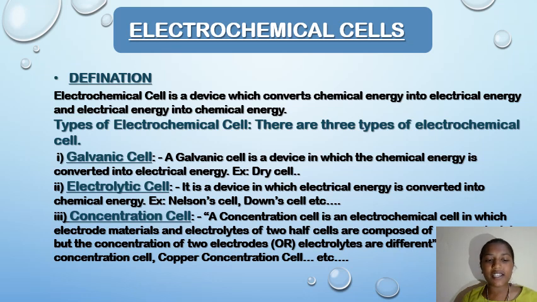Third type of cell is a concentration cell. The concentration cell is an electrochemical cell in which the electrode materials and electrolytes of the two half cells are composed of the same metals, but the concentration of the two electrodes or electrolytes are different. Example, copper concentration cell.